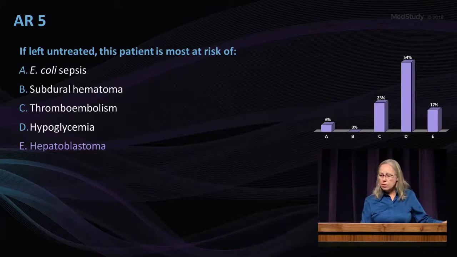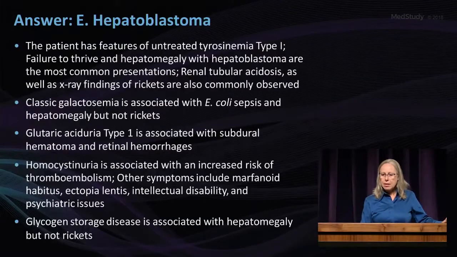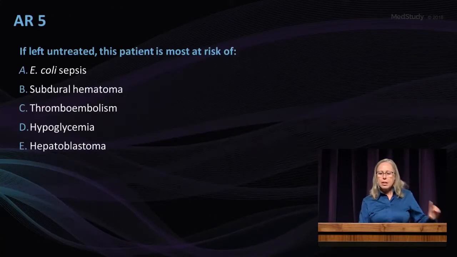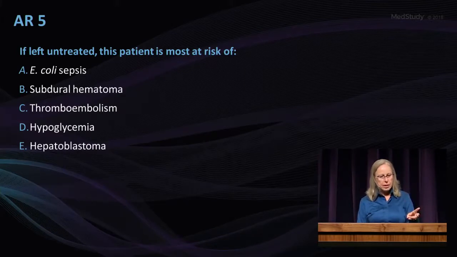All right, so this is indeed the hepatoblastoma. This is tyrosinemia. Actually, I'm going to go back one. The E. coli sepsis is galactosemia. Subdural hematoma is GA1. Thromboembolism, homocystinuria, hypoglycemia, everything. And hepatoblastoma is tyrosinemia. So what gives you a big liver?